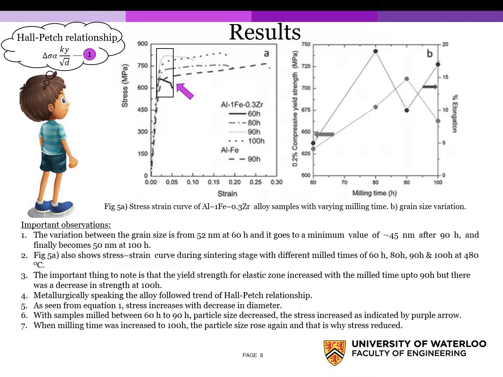Metallurgically speaking, the alloy followed the trend of the Hall-Petch relationship. As seen from equation 1, stress increases with decrease in diameter. With samples milled between 60 hours to 90 hours, the particle size is seen to be decreasing. Stress increased as indicated by the purple arrow. When milling time was increased to 100 hours, the particle size rose again, and that is why the stress reduced. So let us see the next trial.